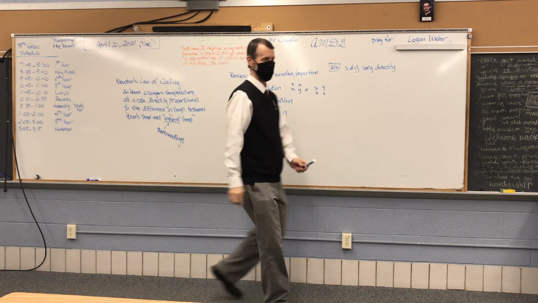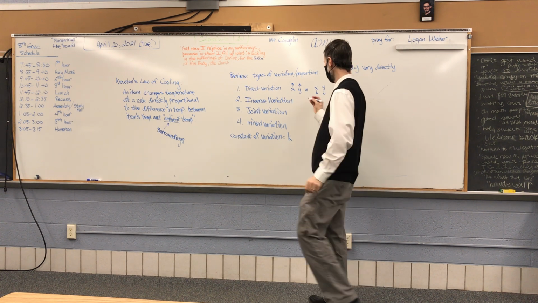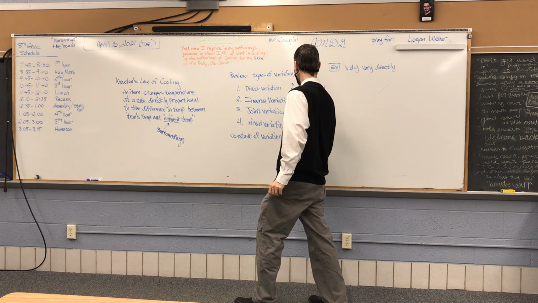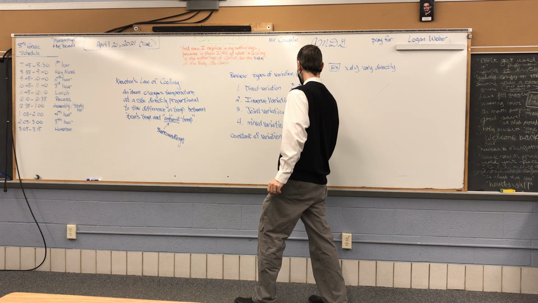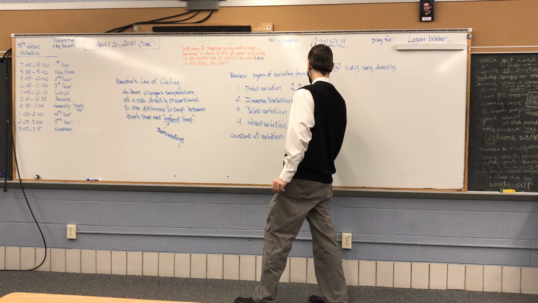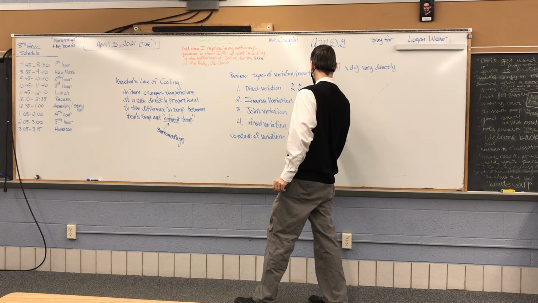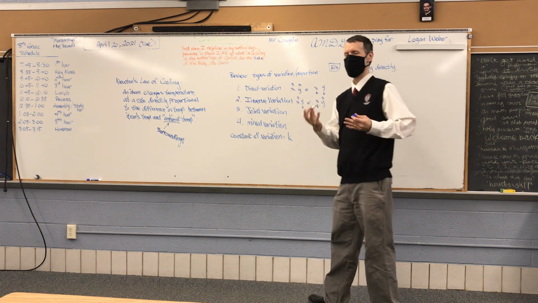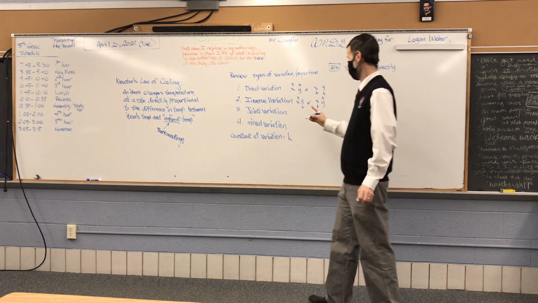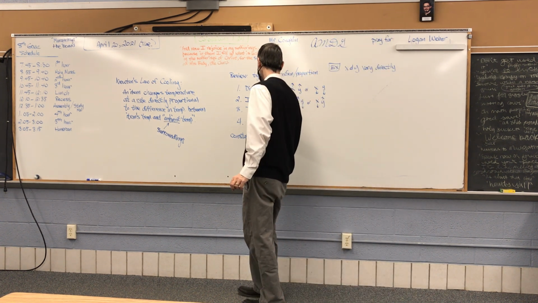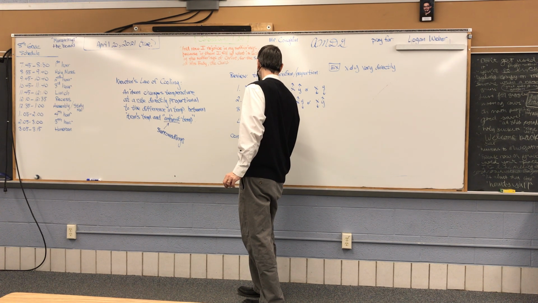Can anybody guess what inverse variation would be? Just the opposite, so as x goes up, y goes down. Right. As x goes up, y goes down, or if x goes down, y goes up. Exactly. They go opposite.